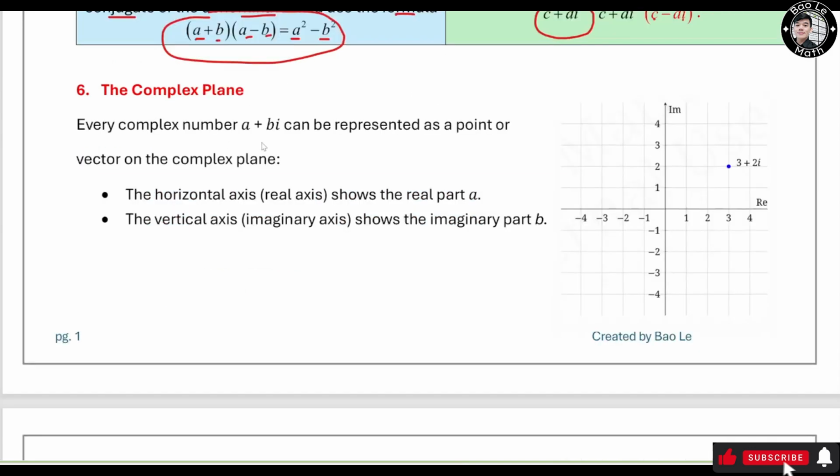Now every complex number a plus bi can be represented as a point or a vector on the complex plane. The horizontal axis, we call this the real axis, which is this one right here, shows the real part a. The vertical axis, this is called the imaginary axis, which is right here, shows the imaginary part b, right? So suppose I have 3 plus 2i, right? 3 is the real part, right? So look at the x-axis, 3 right here, right? 2 is the imaginary part, right? So I'm going to count up 2 units, so it could be right here.